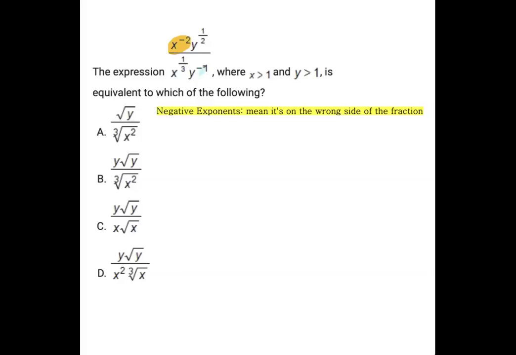And if we move this y to the -1 to the opposite side, it becomes +1. So we'll have y to the +1 and the y to the 1/2 that was already there. And we'll have x to the +2 and the x to the 1/3 that was already there.